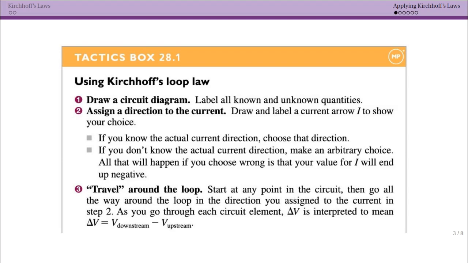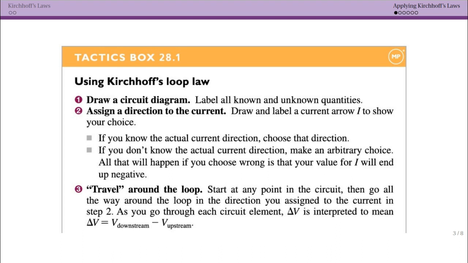So what do we actually do with these loop laws? Because it might not seem very useful yet. So this is a really important tactic, and I'm going to go through the tactics box that is in the book, and then we're going to look at some examples.